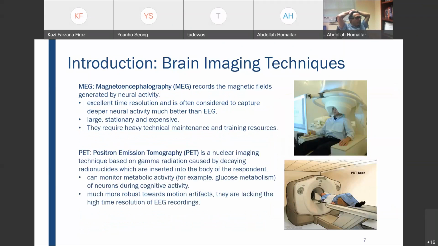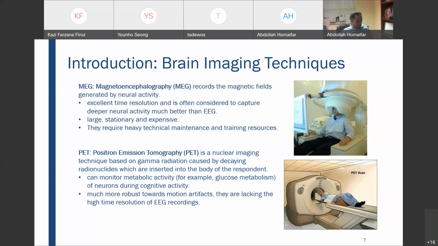Another technique is magnetoencephalography, which records the magnetic fields generated by neural activity. It has great time resolution, and it can capture deeper neural activity much better than EEG. But it is large, stationary, expensive, and normally requires heavy technical knowledge, maintenance, and training resources. That's why it's not that friendly for normal lab researchers.